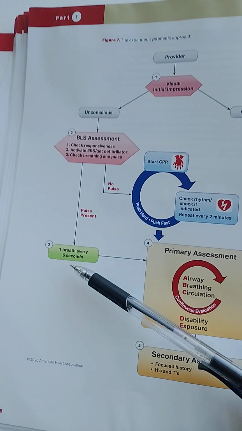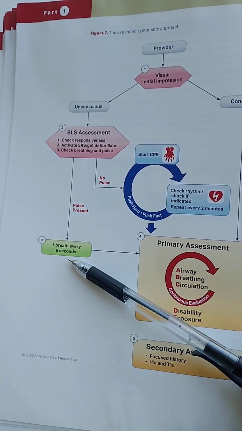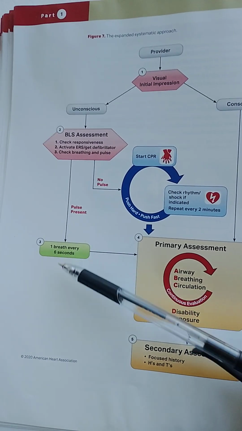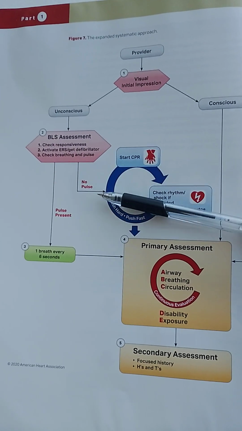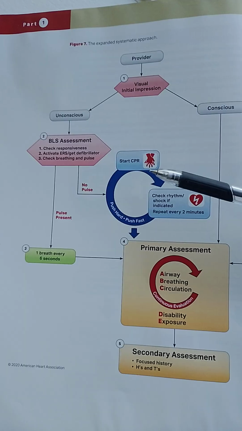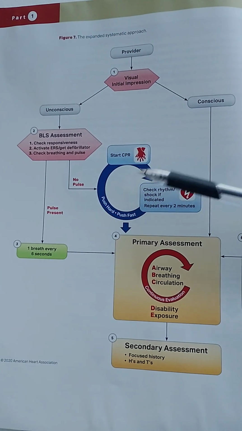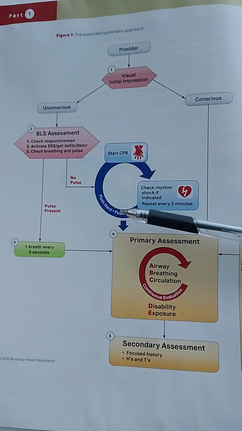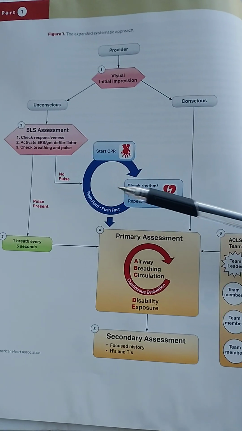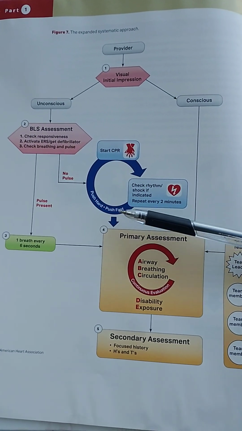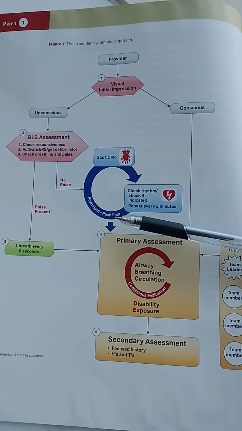If the pulse is present, we will give one breath every 6 seconds. We have to keep in mind, one breath every 6 seconds. Okay, then if the patient has no pulse, you have to start CPR immediately. In CPR, we have to keep in mind that you have to push hard and fast.